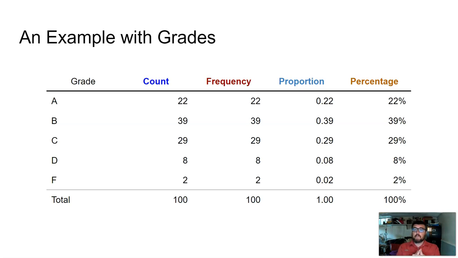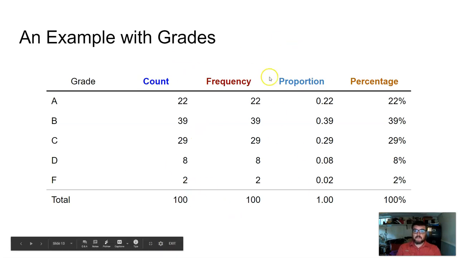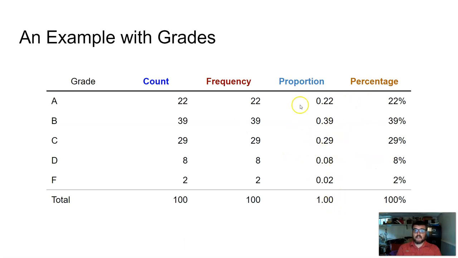So if we talk about grades, we've had a grade distribution like this, where there are 22 A's, 39 B's, 29 C's, 8 D's, and 2 F's for a total of 100. So both the counts and the frequencies are the same. So counts and frequencies are basically the same thing, and proportions are out of 100. So in this case, since the denominator is 100, the numbers aren't changing either. I did that on purpose, hopefully to emphasize the commonalities.